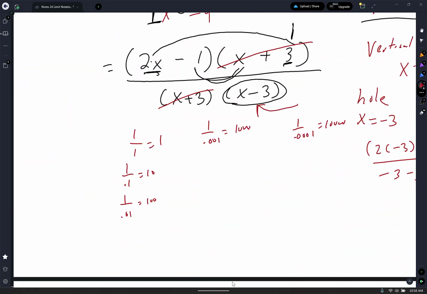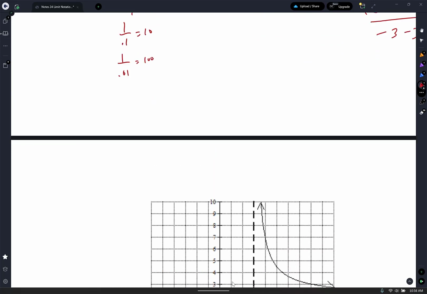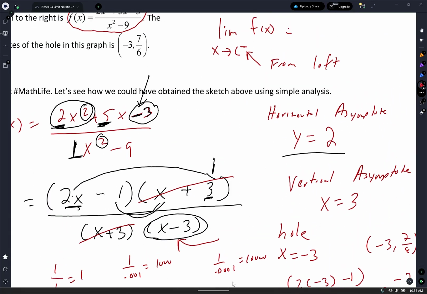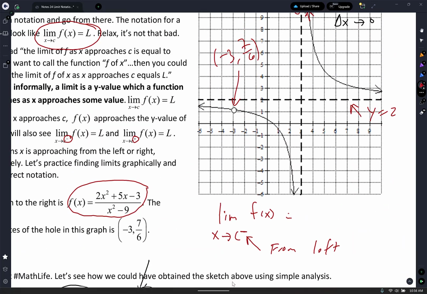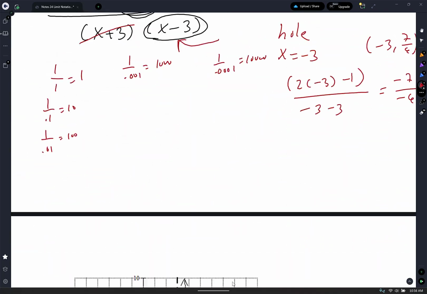All right, I think we're good. I just wanted you guys to know the behavior as you approach a vertical asymptote, that you either approach positive infinity or negative infinity. The separation between the asymptote and the function gets closer and closer to 0. Yeah, but you'll never be 0 because you're undefined at 3. But yeah, okay. Here we go.